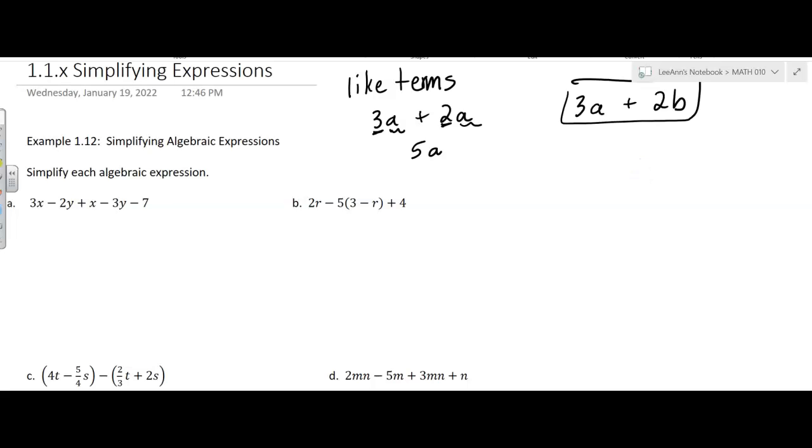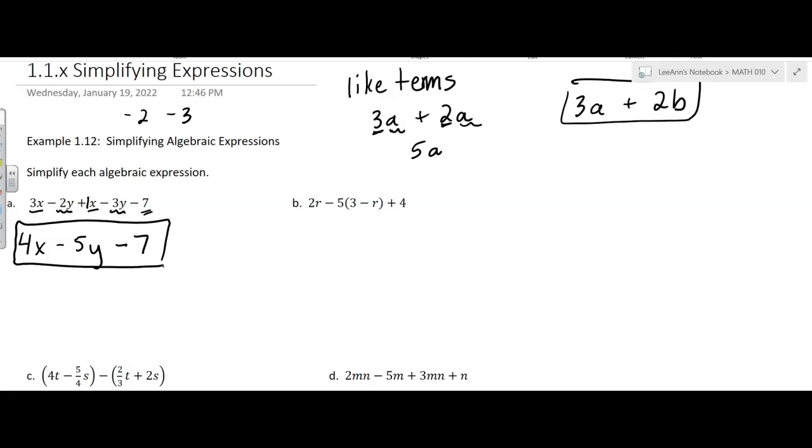We have some examples. So we have here in this expression 3x and then another x. Now if you want to put a 1 there, you can. But 3x and 1x, that's 4x. Then we have negative 2y and negative 3y. So you have to think, what's negative 2 and negative 3? That's negative 5y. Now what about this minus 7? Well, there's nothing for it to combine with, so we can't forget about it. We just have to put minus 7. And then that would be simplified. That would be the expression.